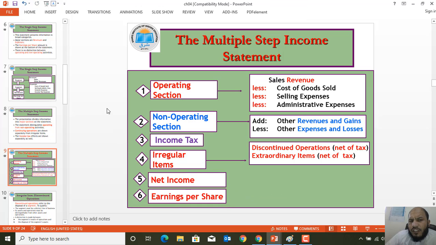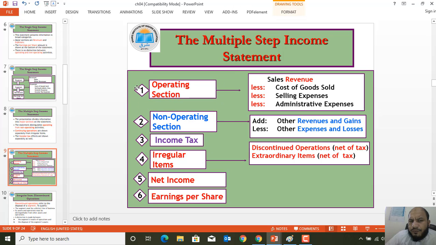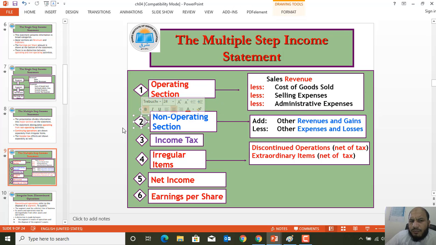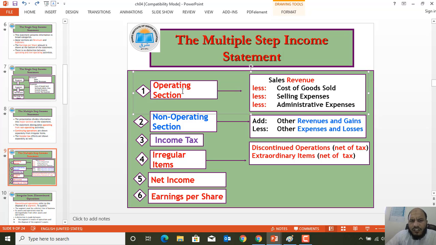So see, dear students, multiple step income statement. For example, in the multiple step income statement, this is step 2, this is step number 3, this is step number 4, and step 5, and step 6. So our first step is about the operating activities, the second step is about the non-operating activities, the third step is about the income tax, the fourth step is about the irregular items, the fifth step is about the net income, and finally we have earning per share.